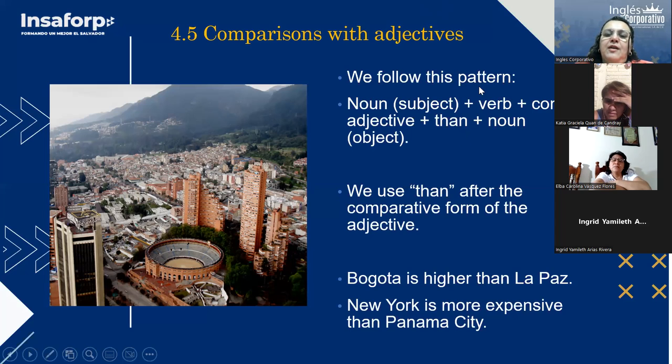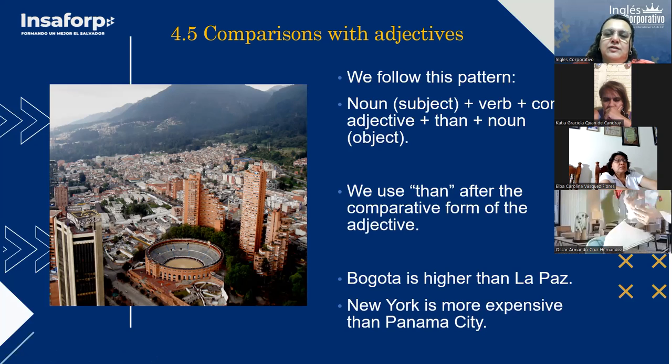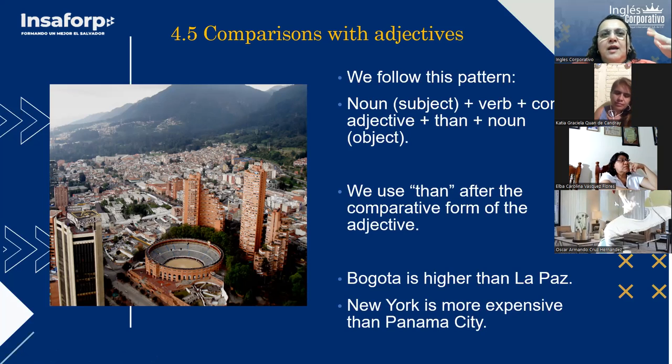Now, we follow this pattern. Noun plus verb plus complement, okay? Adjective plus than plus noun, okay? Now, remember, the first noun is a subject. What is a subject? It's the one that makes the action. And the last noun is an object. An object is the one that receives the action, okay? Now, we use than after the comparative form of the adjective.